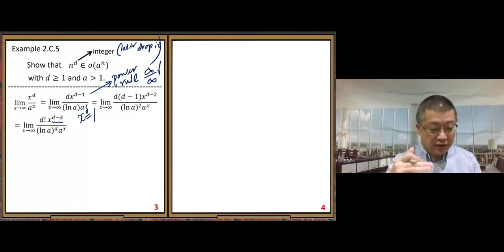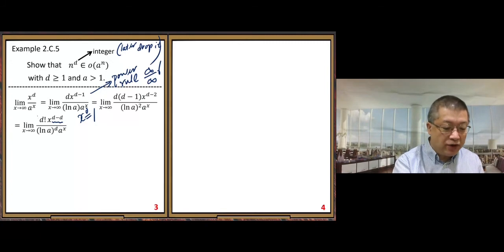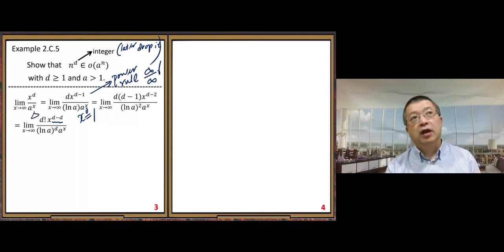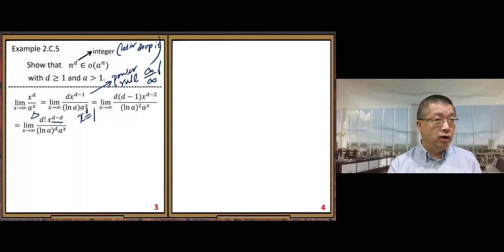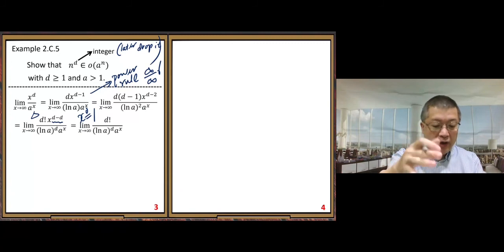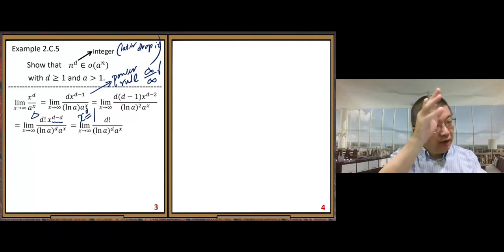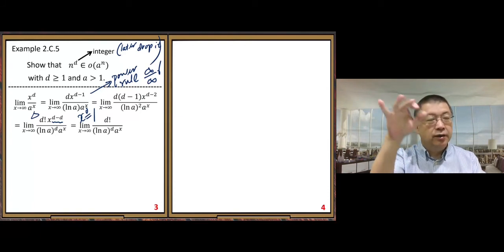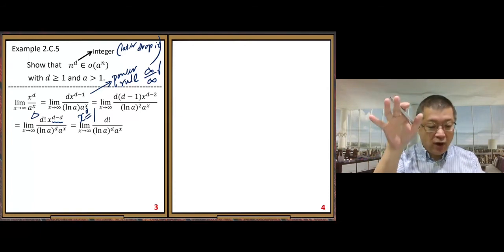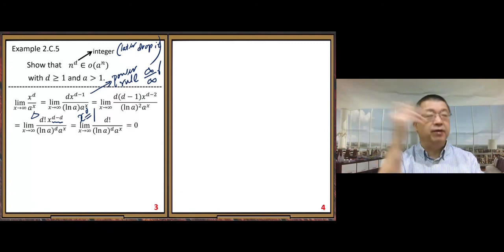When it is a constant, this form is not an indeterminate form. If it is not an indeterminate form, we cannot apply L'Hopital's rule another time. So we have to stop here. Okay? All right, so let's clean up a little bit. We get d factorial over natural log of a, parenthesis, to the dth power times a to the x. Okay. So this one, when x goes to infinity, it is 0.